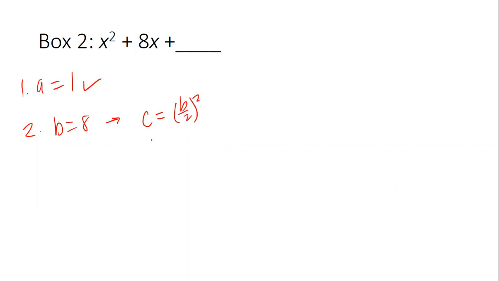Okay, so our c equals our b divided by 2 squared. So c equals 8 divided by 2 squared. What is 8 divided by 2? 4. So c equals 4 squared. What is 4 squared? 16. 4 times 4 is 16. So our blank would be 16.